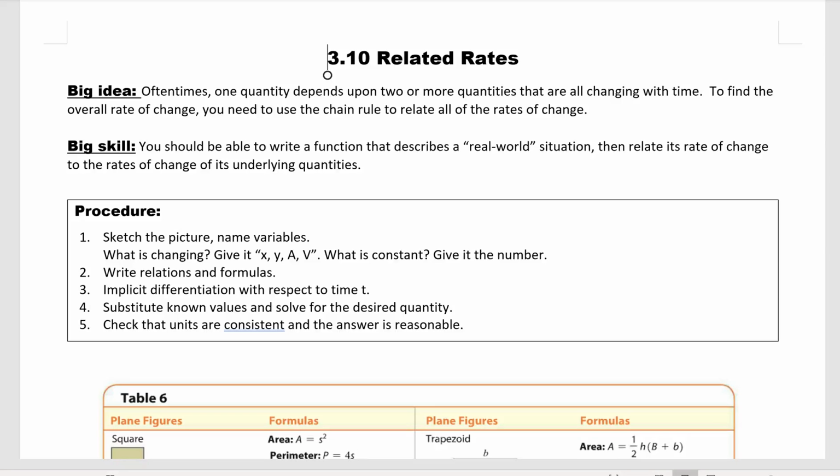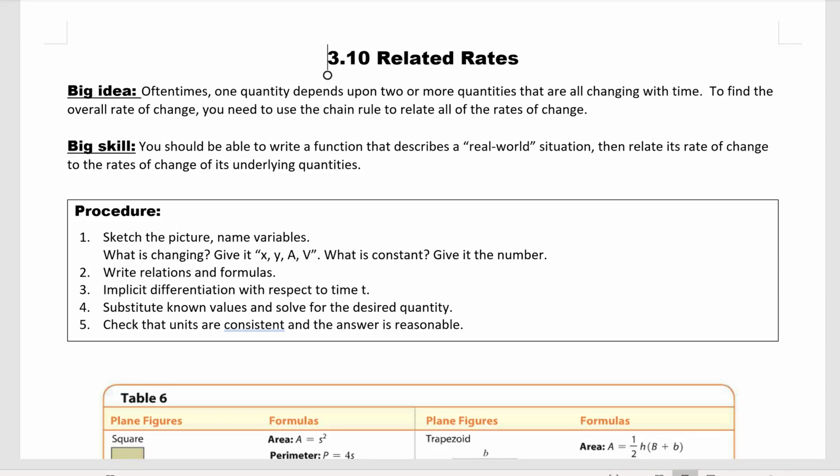Okay, first step, we want to draw the picture and name the variables. So how do we name the variables? We read the problem and think about what is changing. If it's changing, usually for horizontal distance, we call it X. For vertical distance, we call it Y. For area, we call it A. And for volume, we call it V.